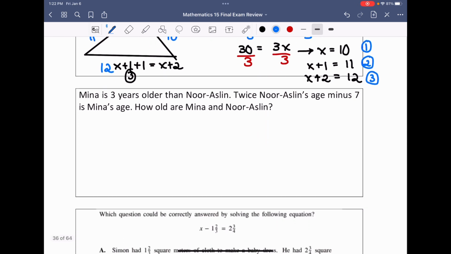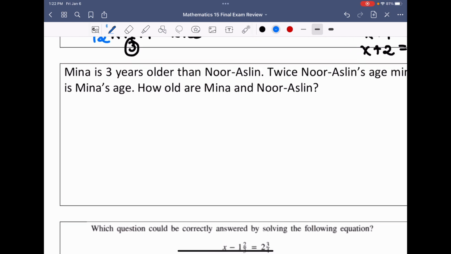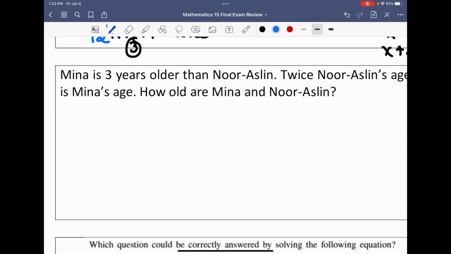All right, Mina is 3 years older than Noor. Twice Noor's age, minus 7 is Mina's age. How old are Mina and Noor? So what I'm going to do is I'm going to say, okay, well, if they said that Mina is 3 years older than Noor, I'm going to put a statement here. Let x equal Noor.